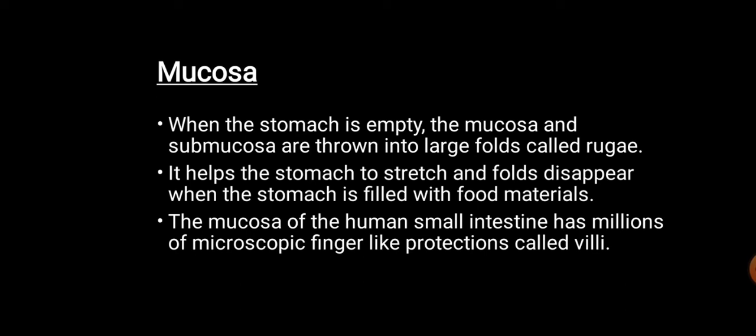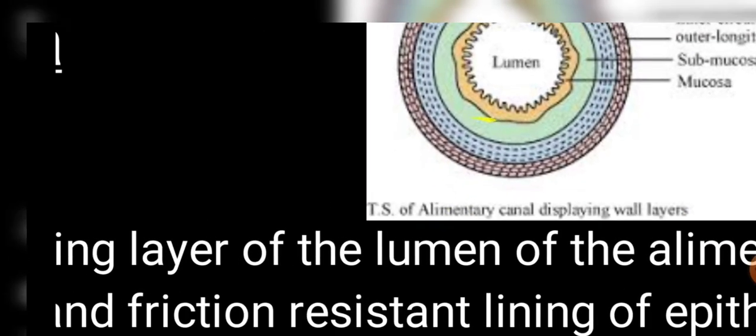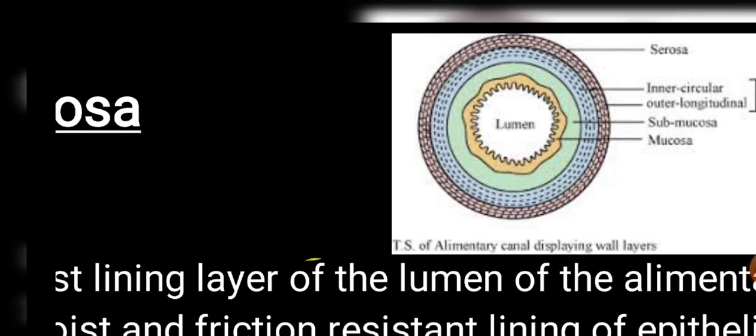Whereas the mucosa in the small intestine harbors many microscopic finger-like projections called villi. The function of villi is to absorb the nutrients which are produced due to digestion. In this picture, this yellow ring is the mucosa which lines the lumen through which the food passes.